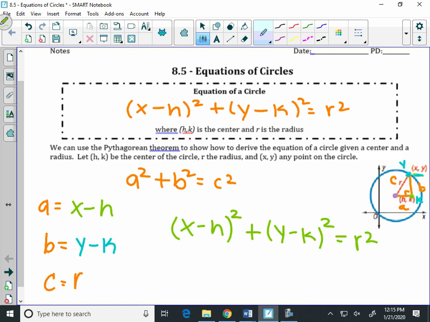For the blue point, the y is higher up. So the further from the axis you go, the higher you go, the bigger the number is going to be. Because this one's higher up, it's going to be bigger than the green one.